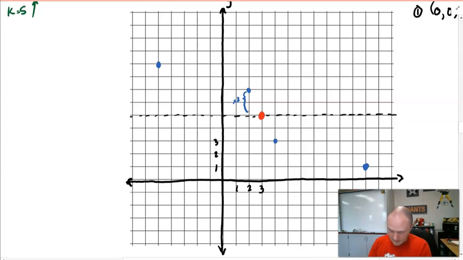So let me go ahead and erase that real quick. And then the last step, I'm going to draw a smooth curve through these points. I'm going to try my best to do this.